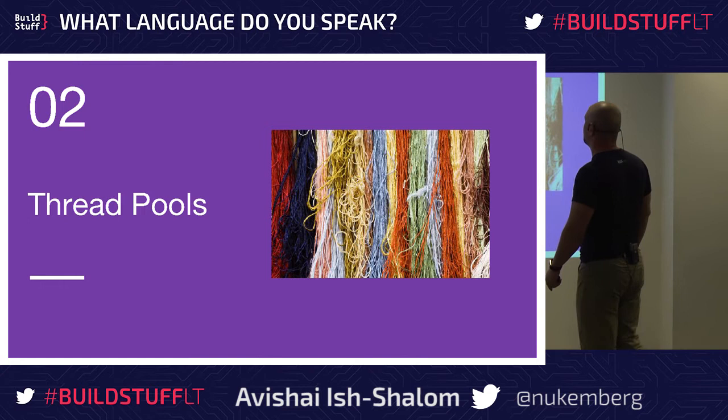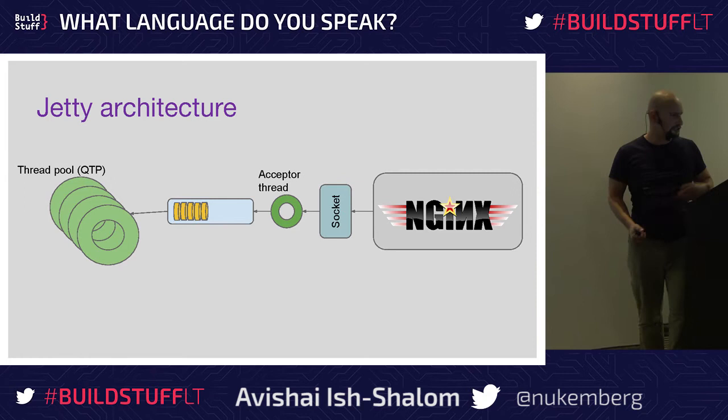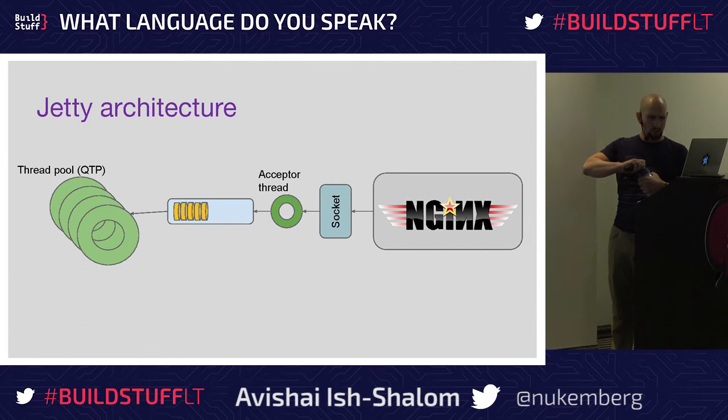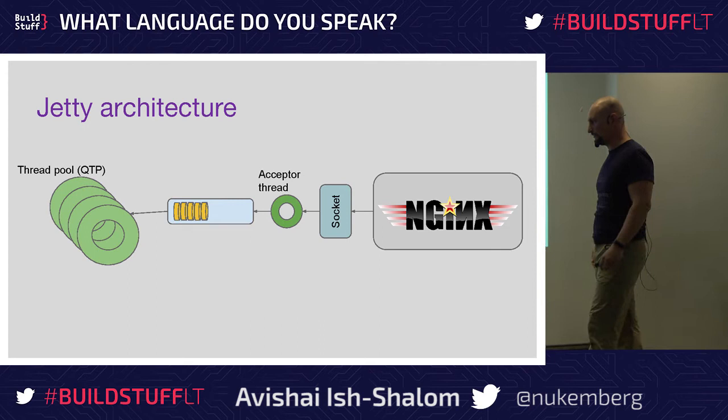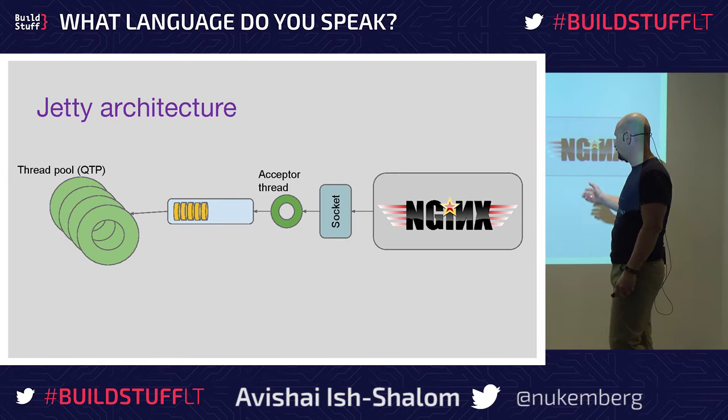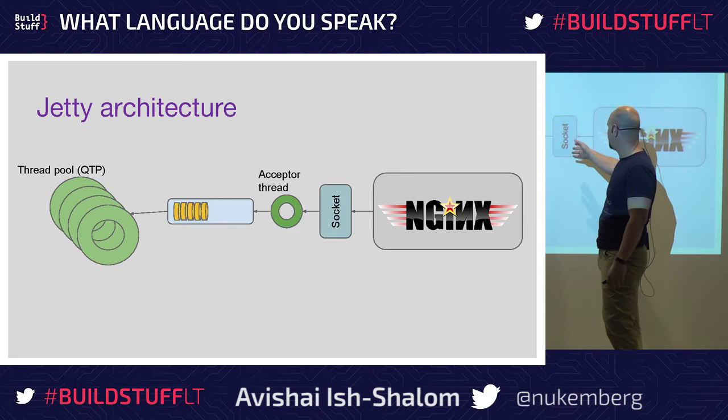So this is the general architecture of a synchronous threaded server. In Wix's case, Jetty, but this applies to Tomcat and all the rest of the threaded servers as well. So we use Nginx as the load balancer or web server, whatever you want to call it. And Nginx would serve traffic to the application server. Now, the application server has a socket. And what do you have between the Nginx and the socket? Come on, you know this.